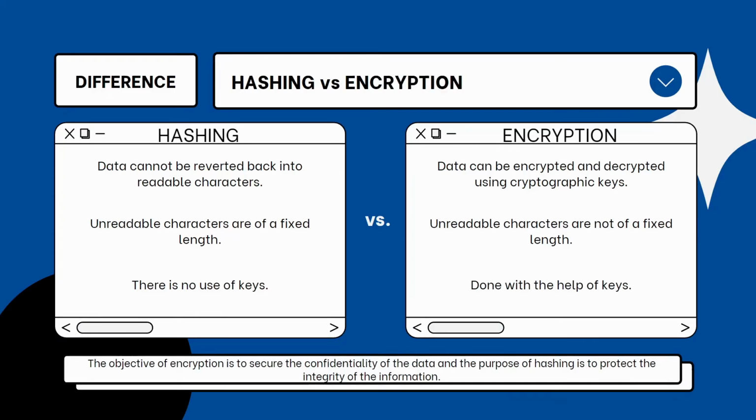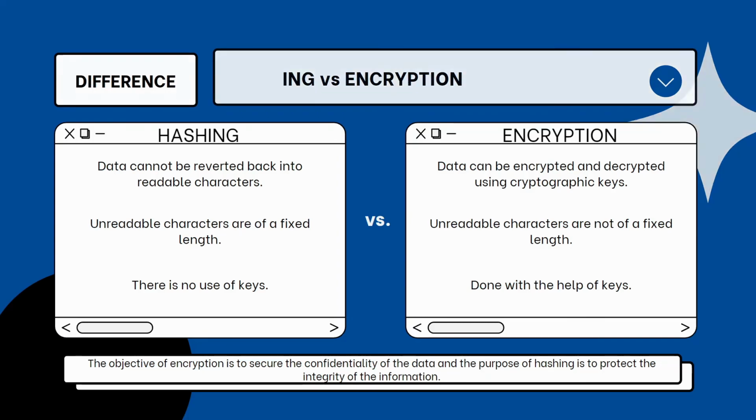As an overview, the difference between hashing and encryption is that in hashing, the data that is hashed into an unreadable string cannot be reverted back into a string of readable characters, while in encryption, the encrypted data can be decrypted and converted into a string of readable characters with the help of cryptographic keys. Another difference is that unreadable characters are of a fixed length in hashing, while in encryption unreadable characters are not of a fixed length. Lastly, there is no use of keys in hashing. On the other side, encryption is done with the help of keys.